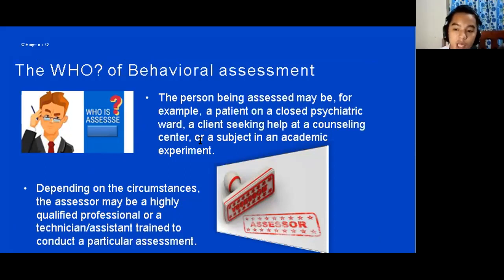And who is the assessor? So depending on the circumstances, the assessor may be a highly qualified professional or a technician or assistant trained to conduct a particular assessment. So with regards to who is going to do the observation, it is up to the assessee on whether he himself will administer the observation or he will appoint somebody to observe the situation, or the parents, maybe the sibling, or anyone that he wanted to appoint.